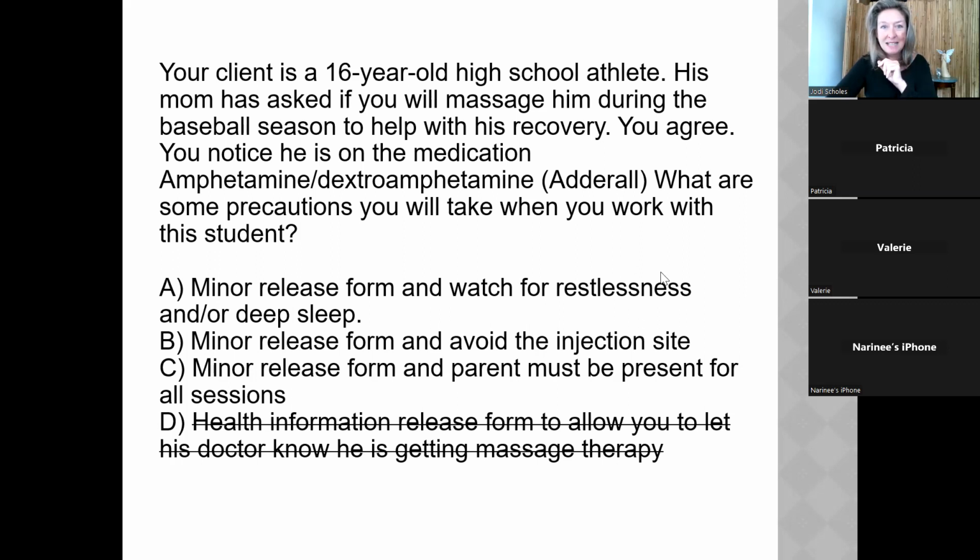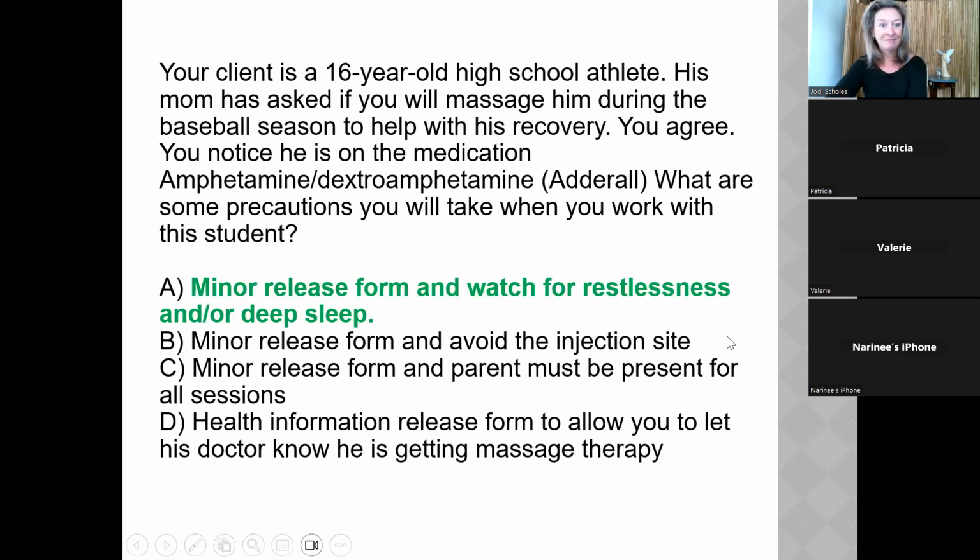This is how we get to the best answer, guys, gals. Ready? A. Yes. The minor release form, watch for restlessness and or deep sleep. You now know that Adderall can cause both. Why isn't it C? Tell me in the chat. I will tell you in the recording, but I want you to tell me in the chat. Why is it not C?